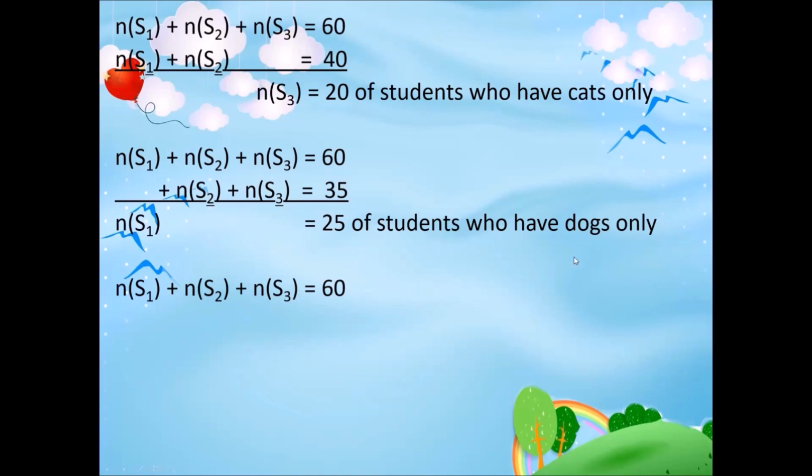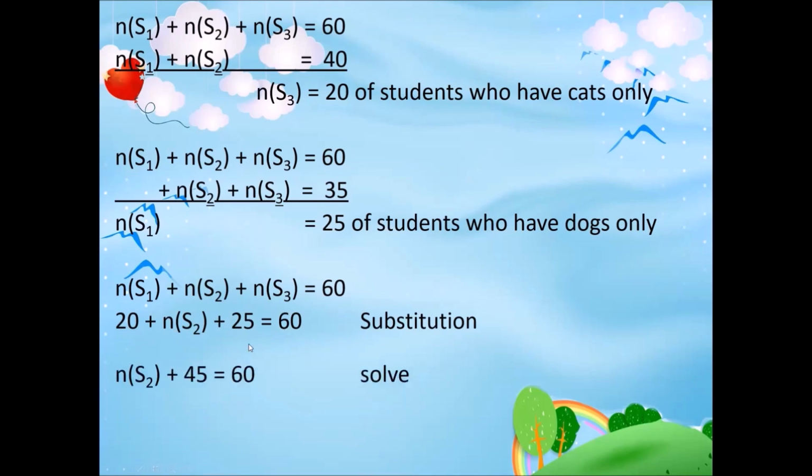the value of number of students who have dogs only and number of students who have cats only to find the number of students who have both cats and dogs. So we have 20 plus NS sub 2 plus 25 is equal to 60 by substitution. Then combine 20 and 25, we have NS sub 2 plus 45 equals 60.